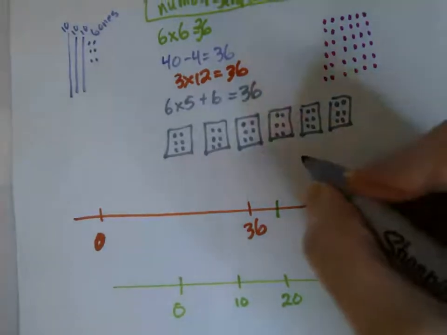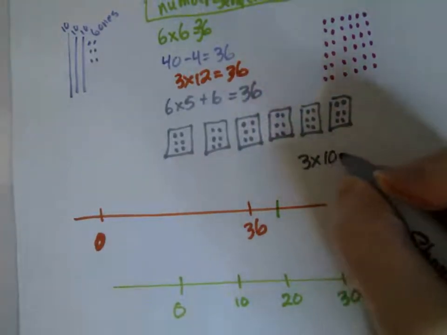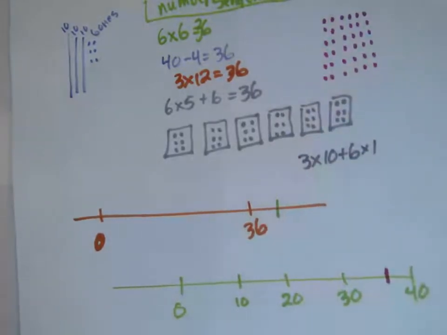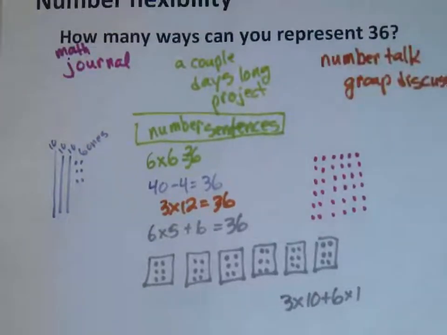Oh, I just thought about expanded notation. 3 times 10 plus 6 times 1, if you wish, or just 30 and 6. There are many, many ways to represent 36.